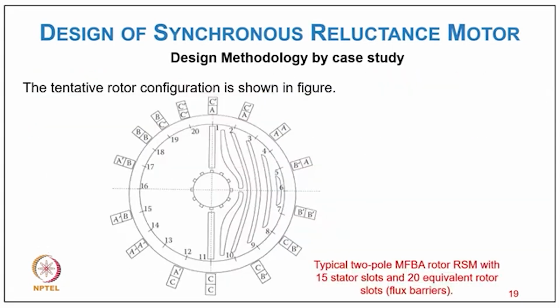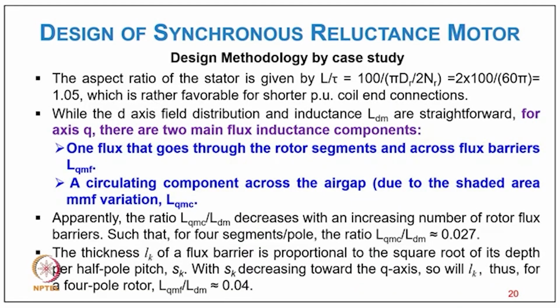And this is the tentative rotor configuration, as shown in the figure, with the typical winding and rotor configuration. So typically a 2-pole MFBA rotor of a reluctance synchronous motor with 15 stator slots and 20 equivalent rotor slots with flux barriers. So the aspect ratio of the stator is given by L upon tau equal to 100 divided by pi Dr by 2 Nr, and putting in the values, it comes to 1.05, which is rather favorable for shorter per unit coils and connections.